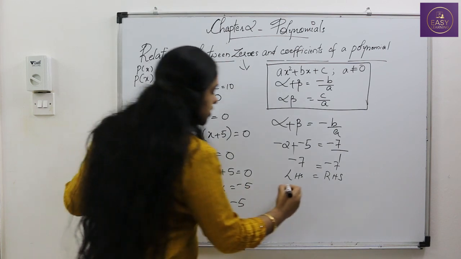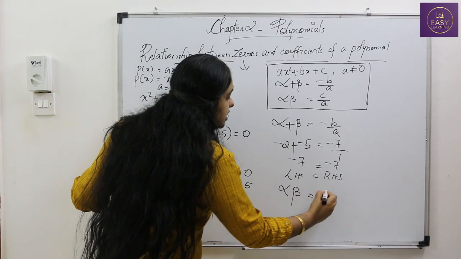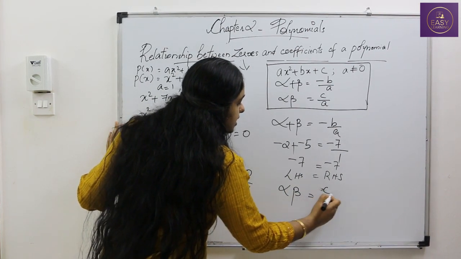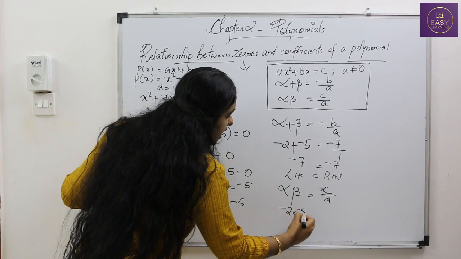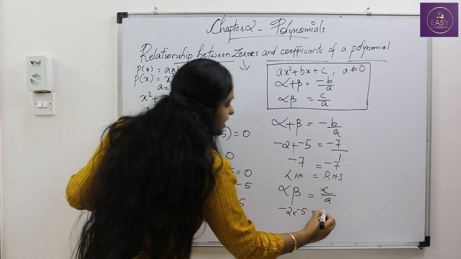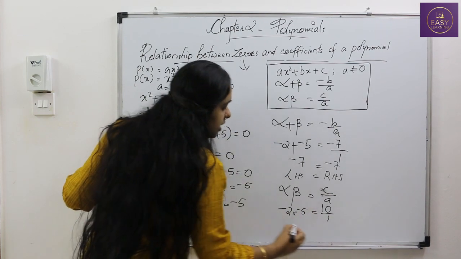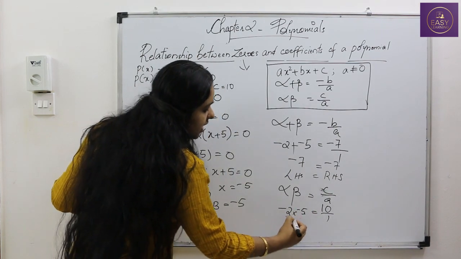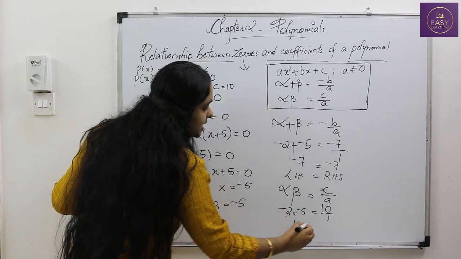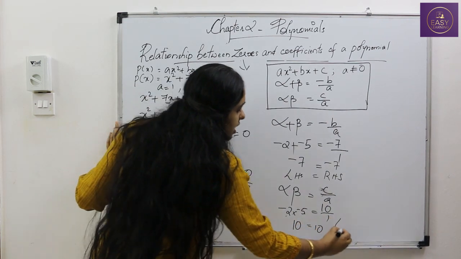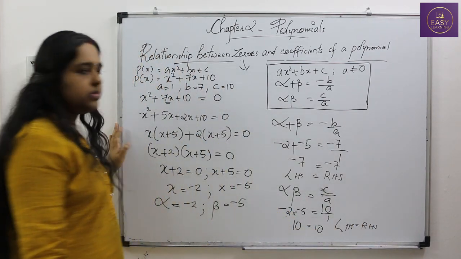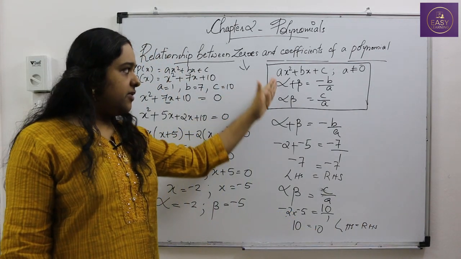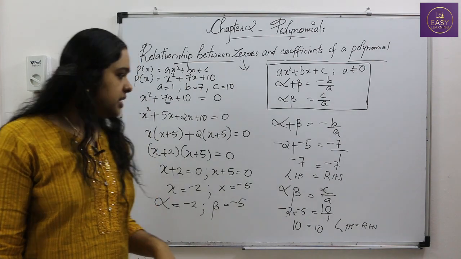Then we will try this also. Alpha beta equals c by a. Alpha beta is minus 2 into minus 5, equals c, which is 10, by 1. Minus 2 into minus 5 is 5 into 2, 10, minus minus plus, so 10 equals 10. So LHS equals RHS. Okay, we have verified these two equations. Is this clear?